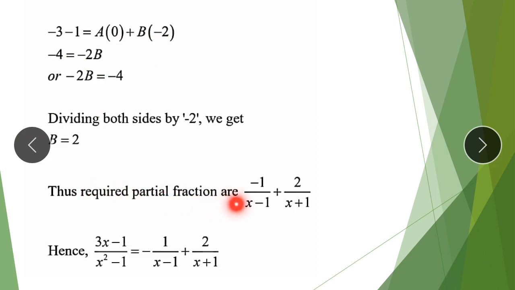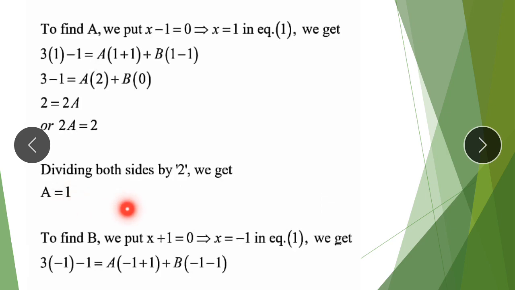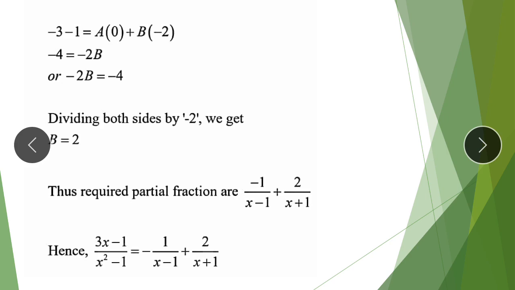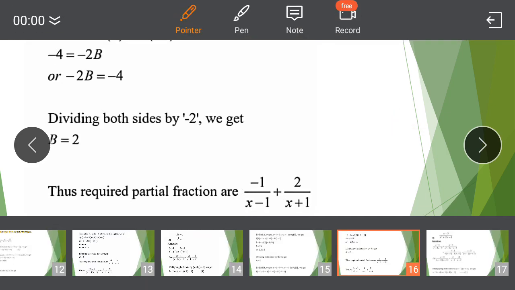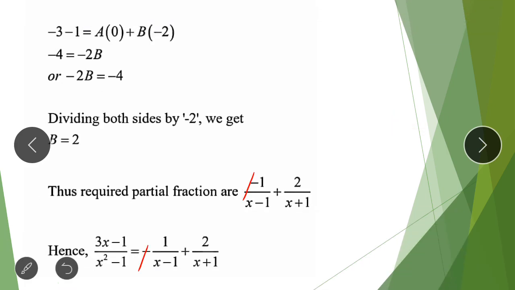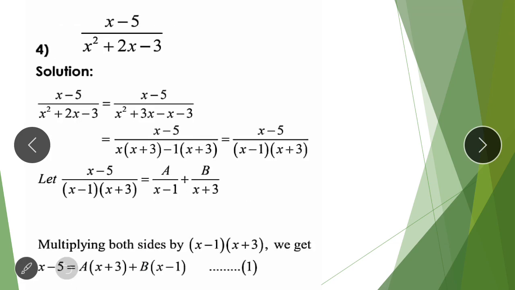Now we have the required partial fraction, where the value of a is 1. Here we can put the value of a as 1. Here there will be no minus sign, and the value of b will be 2. So these are the partial fractions of this single fraction. Question number 4 is here now.